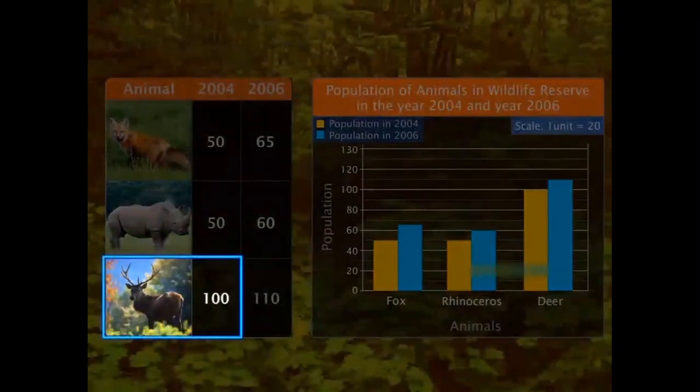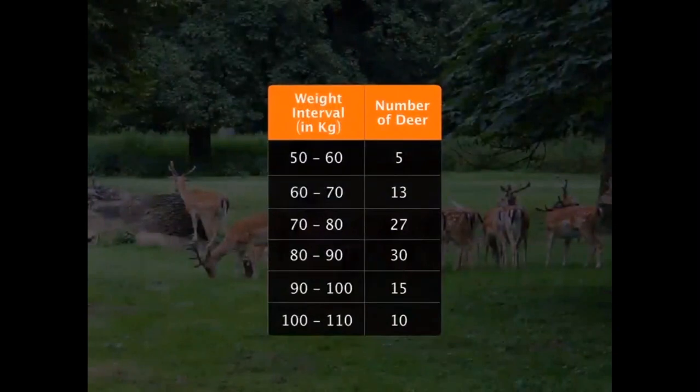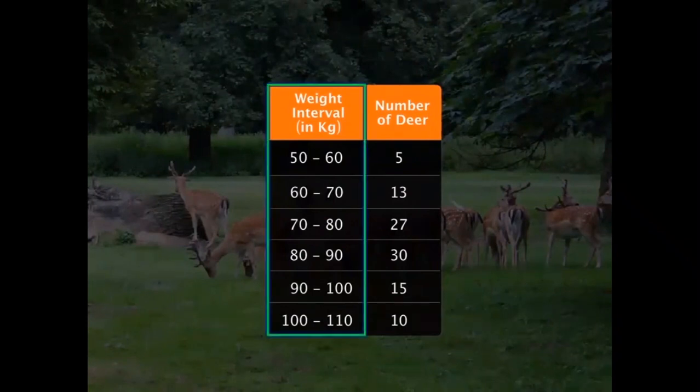Now, let's say a study was conducted on 100 deer to keep track of their health. And as per the need of the survey, the weights of the deer were recorded. This table shows the classification of the deer according to their weights. Observe that this data is grouped as well as continuous.